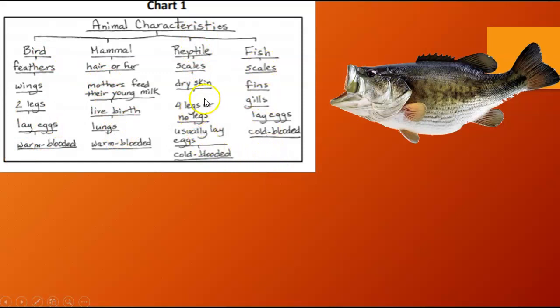Let's see. It says that it has fins and fish and dry skin. Does it have dry skin? Doesn't look like it has dry skin. But fins. It looks like it has fins. So we know that this is a fish. Very good. We also know that fish have gills. They lay eggs and they are cold-blooded.